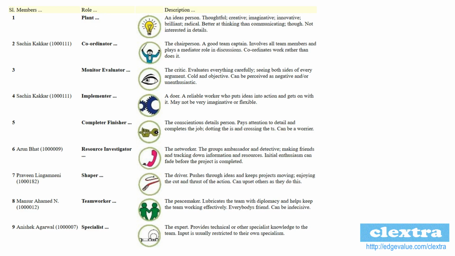The next is a resource investigator, 6, the networker. So the group ambassador and detective, making friends and tracking down information. Initial enthusiasm can fade before the project is complete. But the person can also do the investigation. Maybe if you're competing in the market, what is the competition doing?